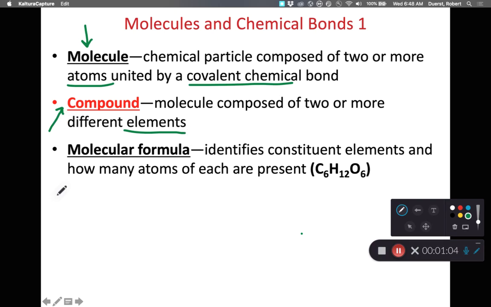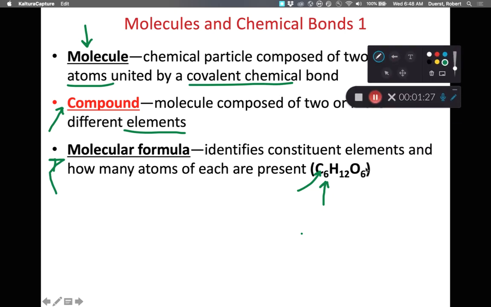As we look at molecular formulas, a molecular formula tells the specific number of elements and atoms of each element present in every compound. So as we look at this C6H12O6, this is saying that we have 6 carbon atoms, 12 hydrogens and 6 oxygens present in that particular molecule.